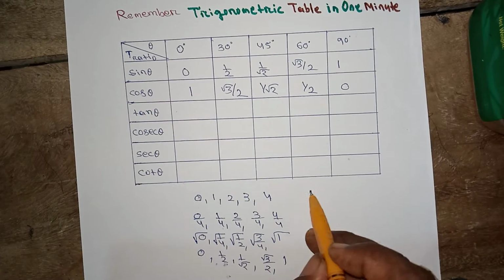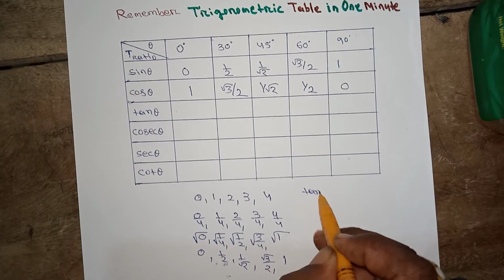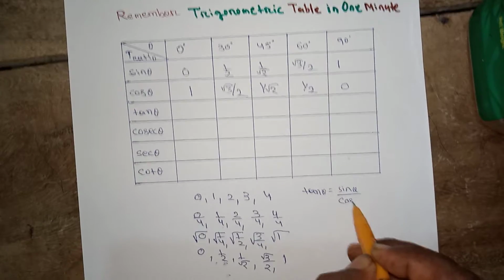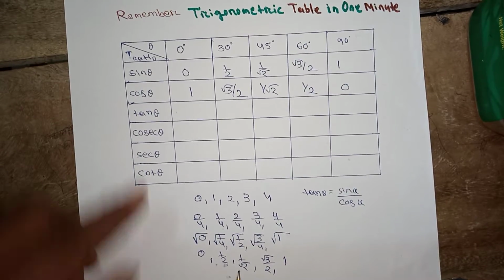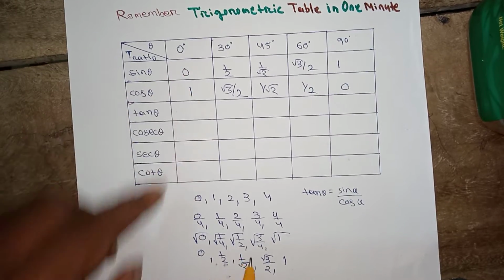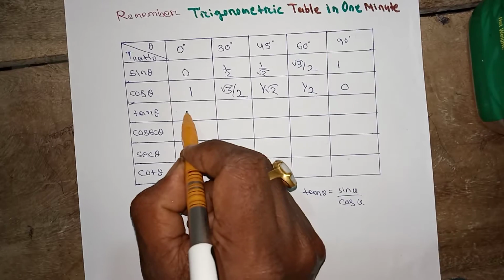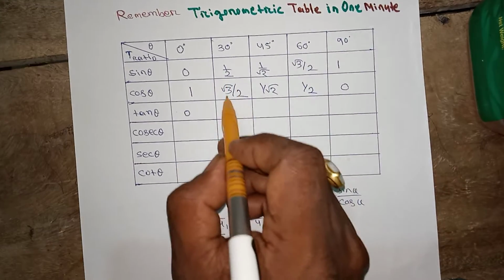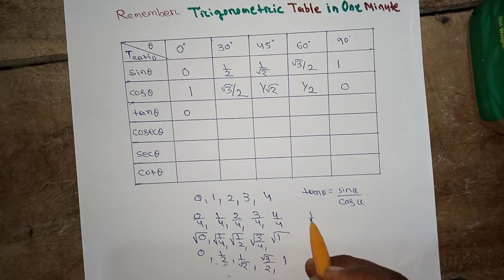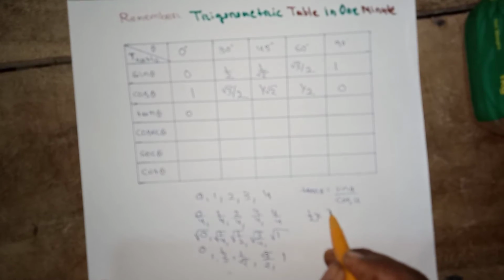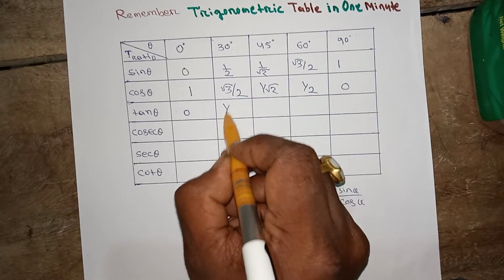Then tan theta. You know that tan theta is equal to sin theta by cos theta. So divide the sin value by the cos value, we will get the tan value. 0 by 1 equal to 0. Then 1 by 2 divided by root 3 by 2, or multiply by the reciprocal, 2 by root 3. Now 1 by root 3.